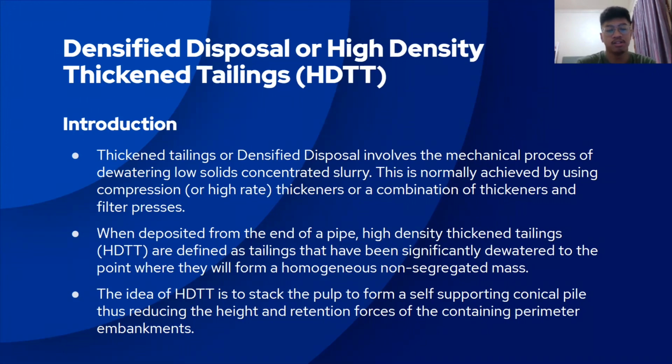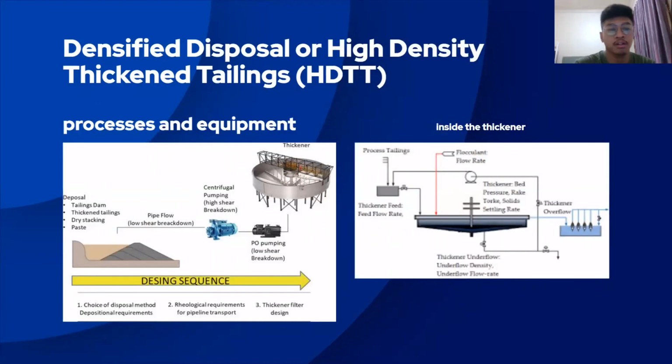The idea of HDTT is to stack the pulp to form a self-supporting conical pile, thus reducing the height and retention force of the containing perimeter embankment. Okay, now this is the process and the equipment of the HDTT or densified disposal. And then I'll show you the video of the process.